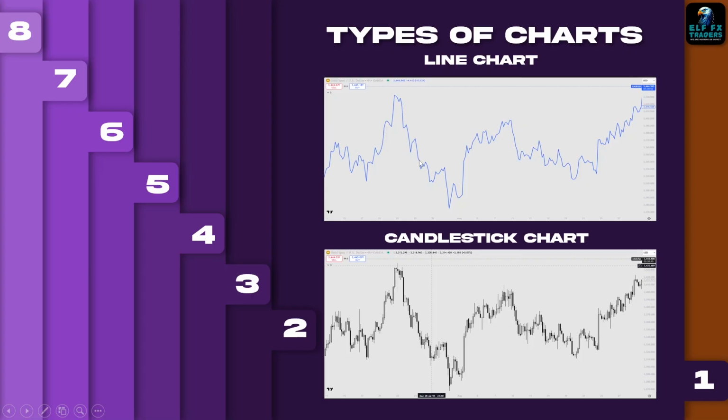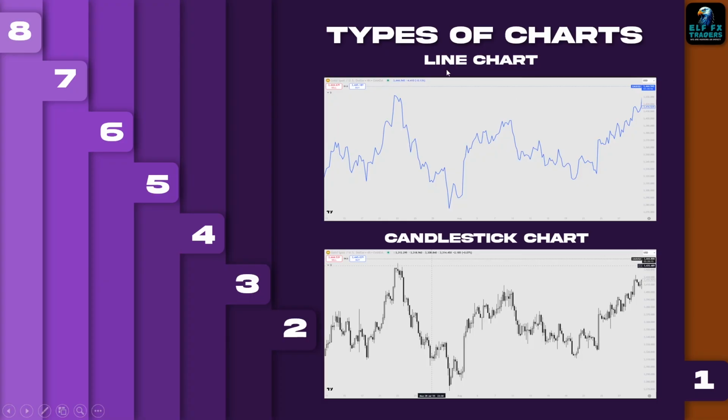When we are talking about the line chart, it is a kind of chart which only focuses on the closing and opening of the price. It does not matter how far or how low the price had gone. We only focus on the closing and the opening of the price. The other type of chart which we're going to take a look at is the candlestick chart. It also includes how low, how high the market had gone. It does not just focus on the opening and the closing of the price.